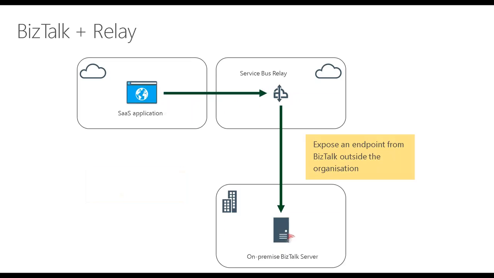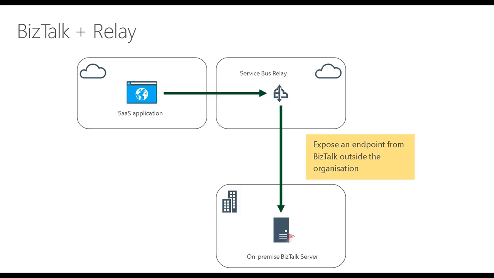Another option might be if you've got BizTalk on-premise and you've got a partner, or your own company is developing a SaaS application, buying a SaaS application, or developing an app in the cloud, and you want to talk through to a BizTalk server on-premise. One way you could do that would be to have a Service Bus Relay endpoint. If it's a custom dev application, then it's probably very easy for you to talk to Service Bus Relay and have BizTalk just be the listener on that relay.